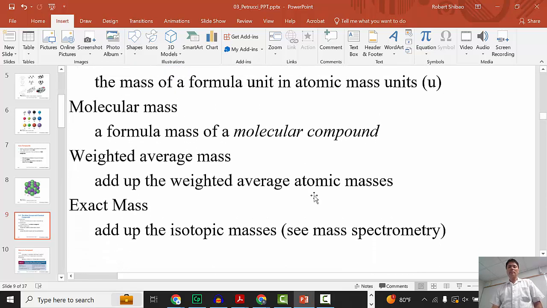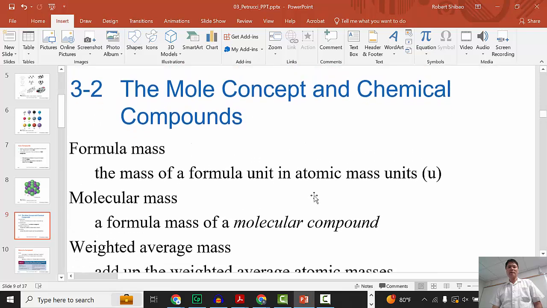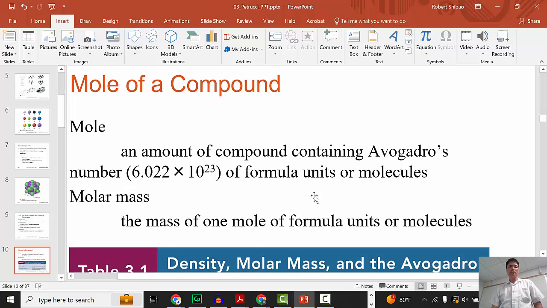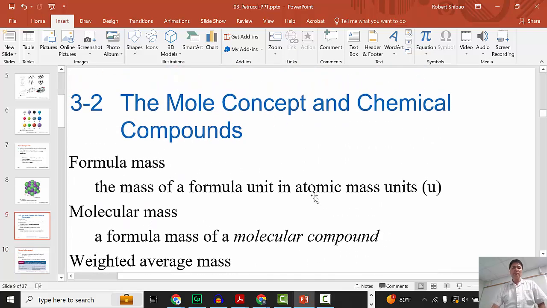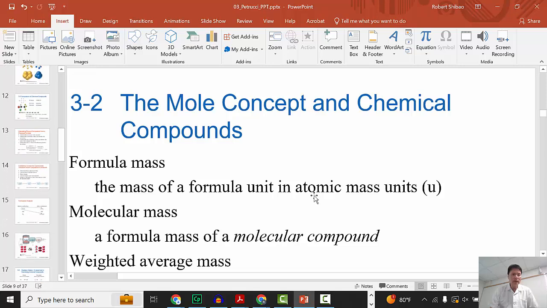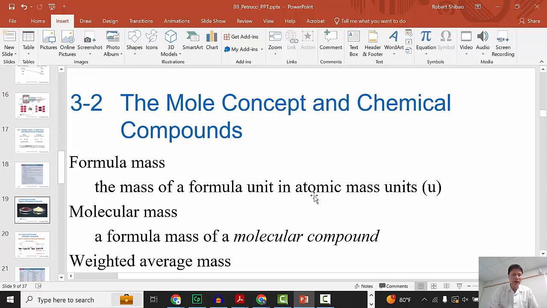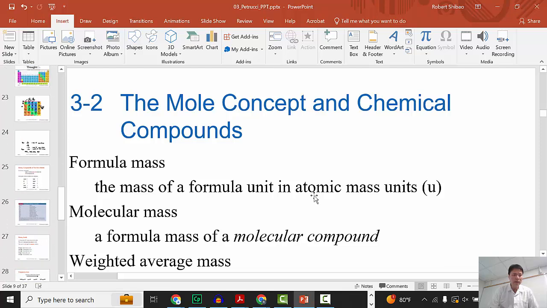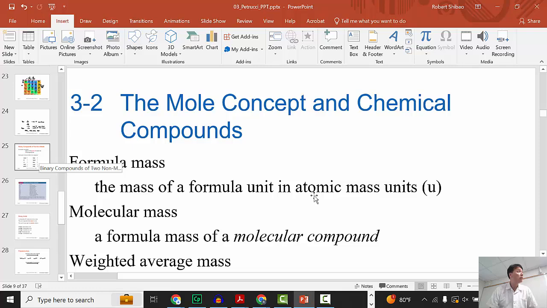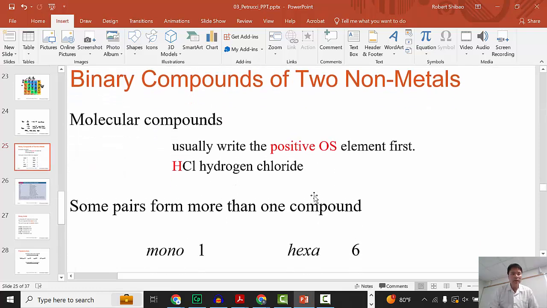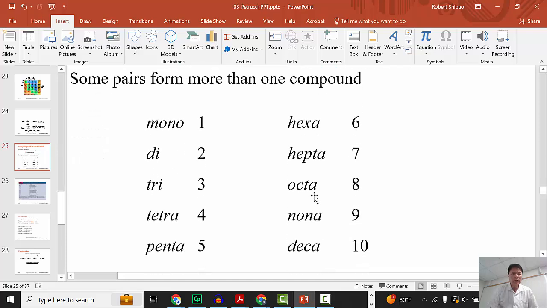Okay, this is some more conversion factor calculations, the mole concept and chemical compounds. But since I want to get more of the memorization stuff out, I want to go back to the organic nomenclature. And so we'll look at some organic nomenclature next.